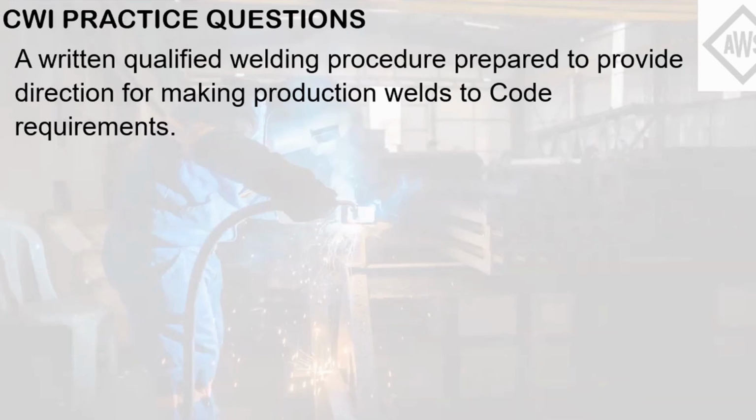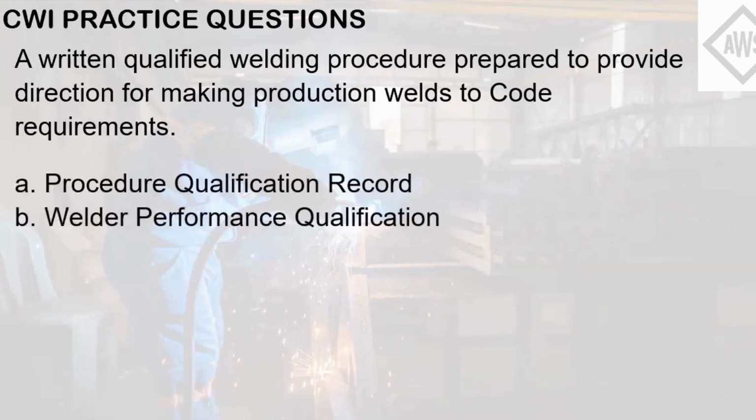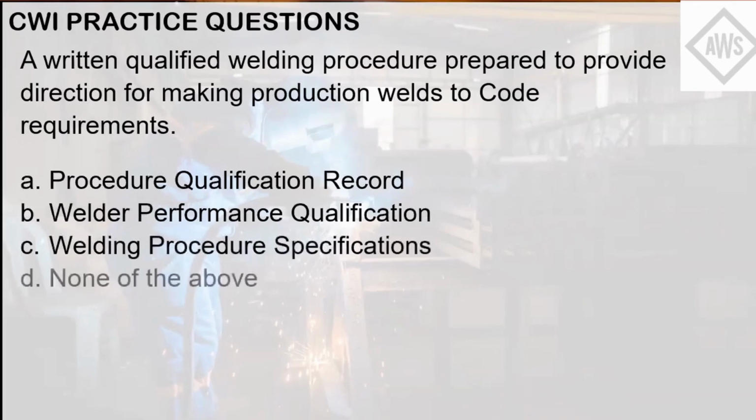A written qualified procedure prepared to provide direction for making production welds to code requirements. A. Procedure qualification record. B. Welder performance qualification. Letter C. Welding procedure specification. Or letter D. None of the above. So this question pertains to what is the welding document that is used to provide direction for the welder in making sound production welds. So what do you call that document? The answer here is letter C, welding procedure specification.